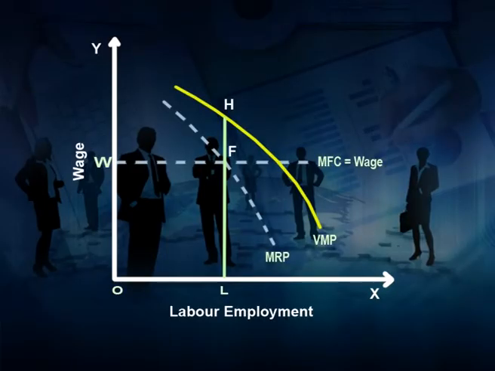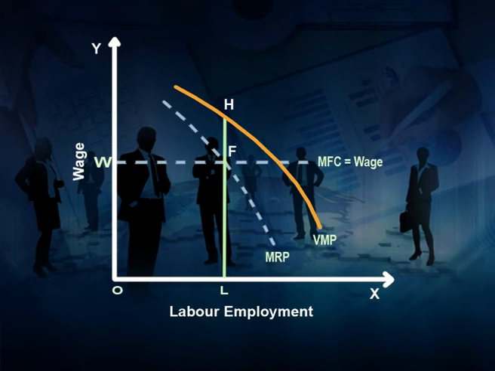Since MR is less than the price of the product under monopoly or imperfect competition, MRP will be less than VMP of labor. Therefore, the labor will get wage rate less than the value of its marginal product. This figure explains the determination of wage rate in the situation of perfect competition in labor market and monopoly or imperfect competition in product market.